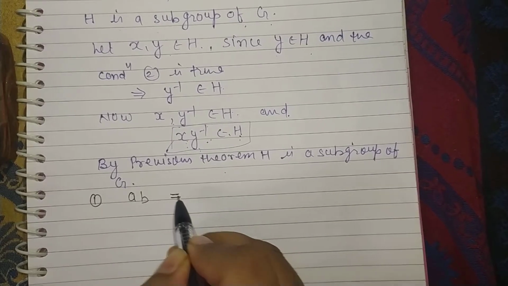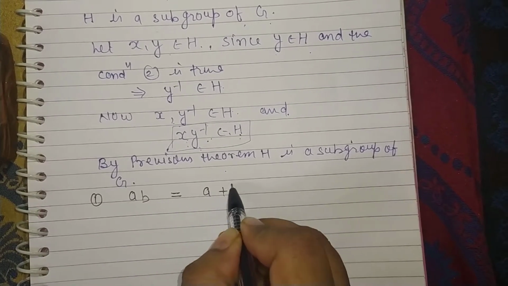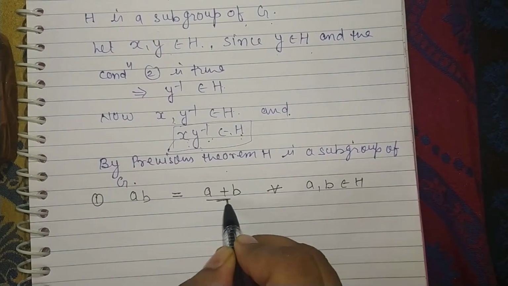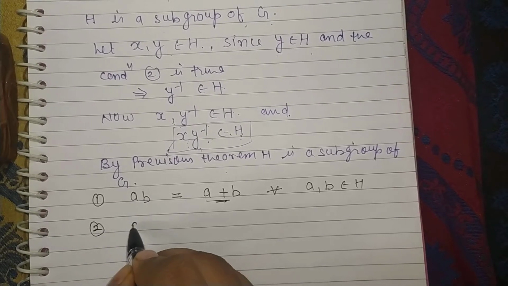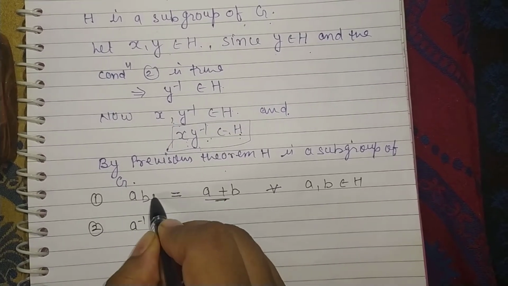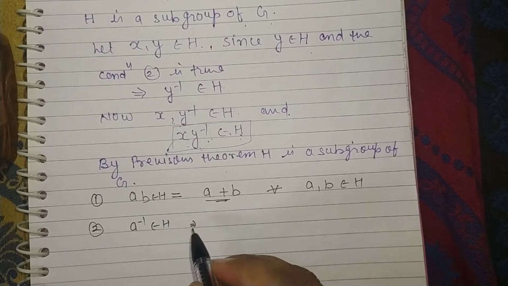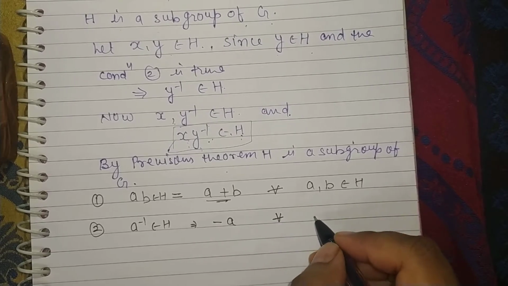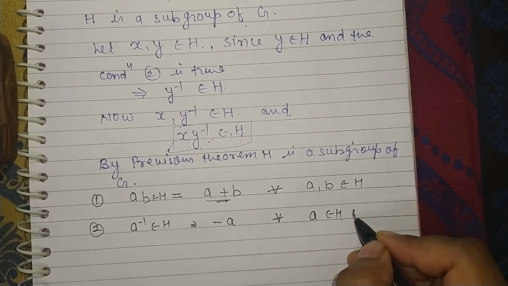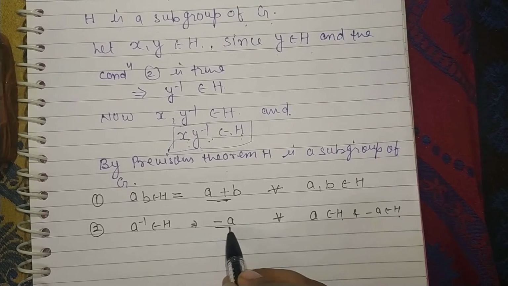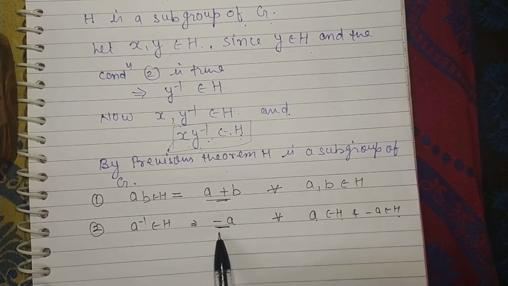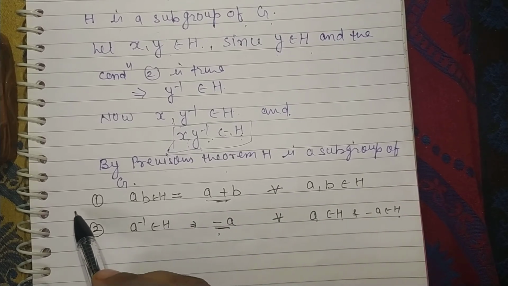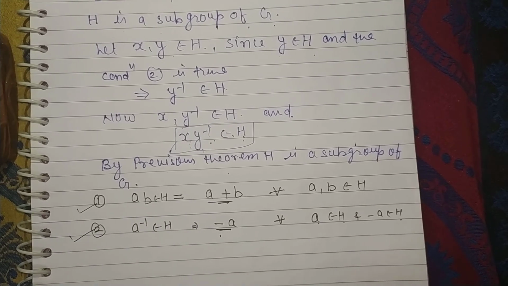If the operation is addition, these two properties convert. AB is converted to A plus B for all A, B belonging to H for addition. Similarly, the second, inverse belongs to H for multiplication, but in the case of addition, the inverse is minus A for all A belonging to H, so minus A belongs to H. So what does the inverse become in the case of addition? Minus of A. If the operation is addition, then by the two-step subgroup test, these are the two conditions for a subgroup.